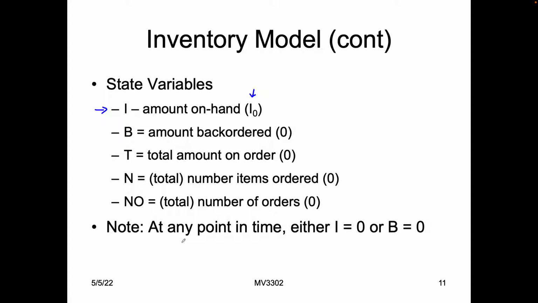Initially we have some on hand, and we have a certain amount on back order, in this case 0. But one thing that we want to point out is that at any point in time, either I is 0 or B is 0. What that means is if we have items in stock, then we shouldn't have any on back order, because if they're in stock, we would fill partial back orders. On the other hand, if we have positive back orders, then we shouldn't have any in stock. So if I have 5 items on back order, then I shouldn't have any in stock, because I should fill the back orders.